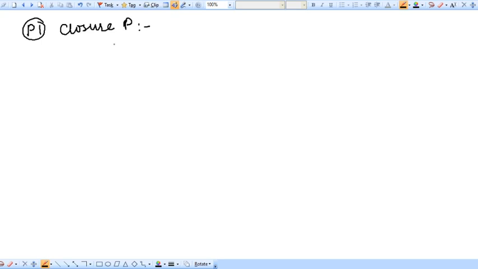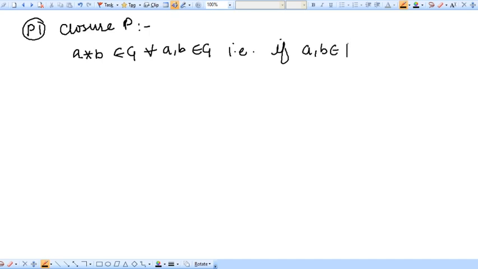As I told you earlier, A star B should belong to G for all A, B belonging to G. That is, if A, B are elements of G, then A star B should also be an element of G. Then we say this G is closed under the operation and property 1 is satisfied.